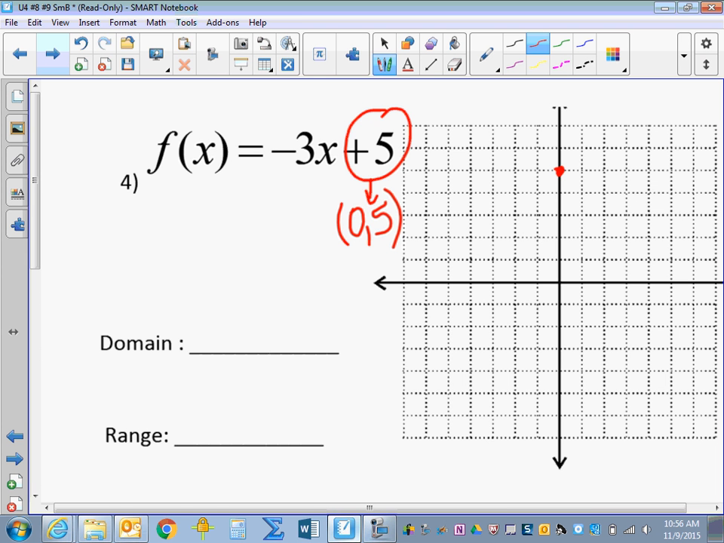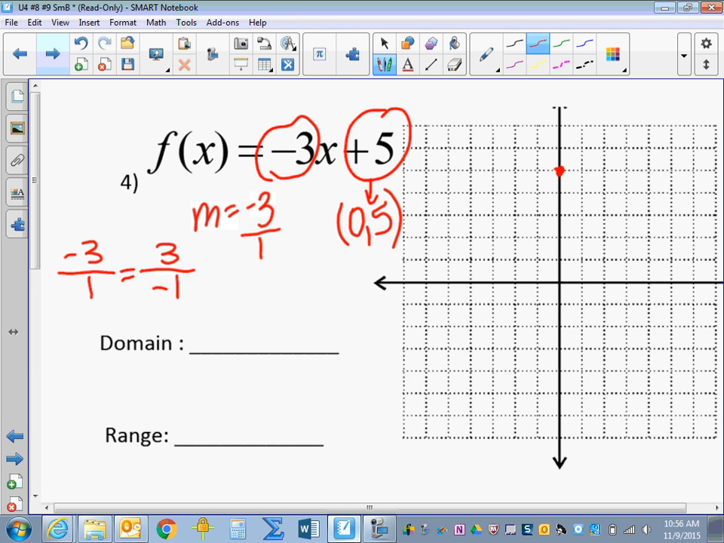Morgan, what's my slope? 3? Just 3? -3. -3, right. This is my slope. So I need to change this into a fraction, which is -3/1. Remember, this means that either we go down 3, or I can go to the left 1.